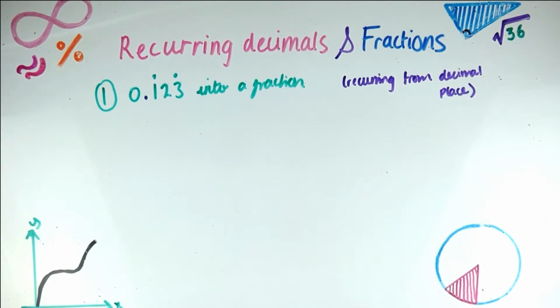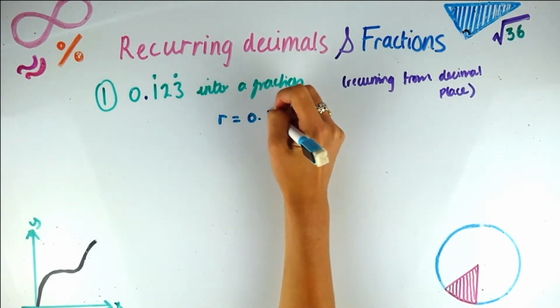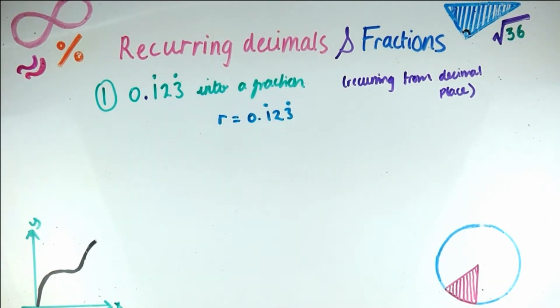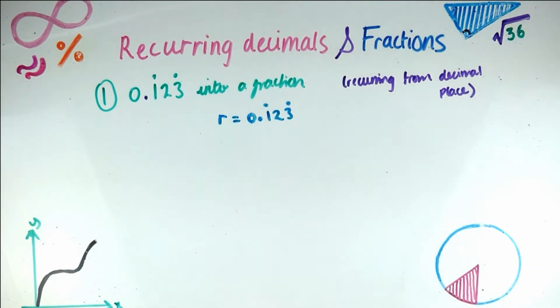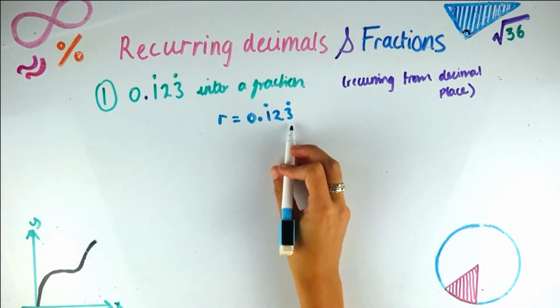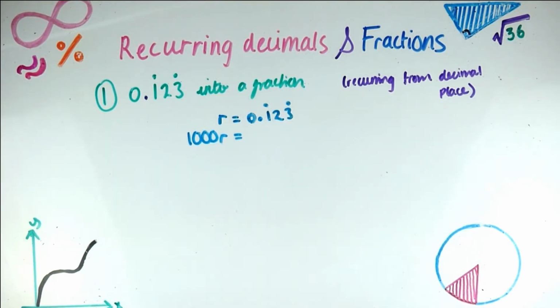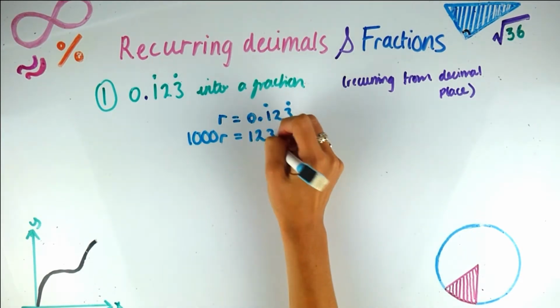Once you see it once, you just learn what to do, like a recipe book. What we do is call r what we have in our question, our recurring decimal. We know that r is 0.123, 123, 123, etc. What we do then is we want to get one set of these over the other side of the decimal point. Because there are 3 parts here, we multiply r by 1,000, so we can go 1, 2, 3 with the decimal point and get 1, 2, 3.